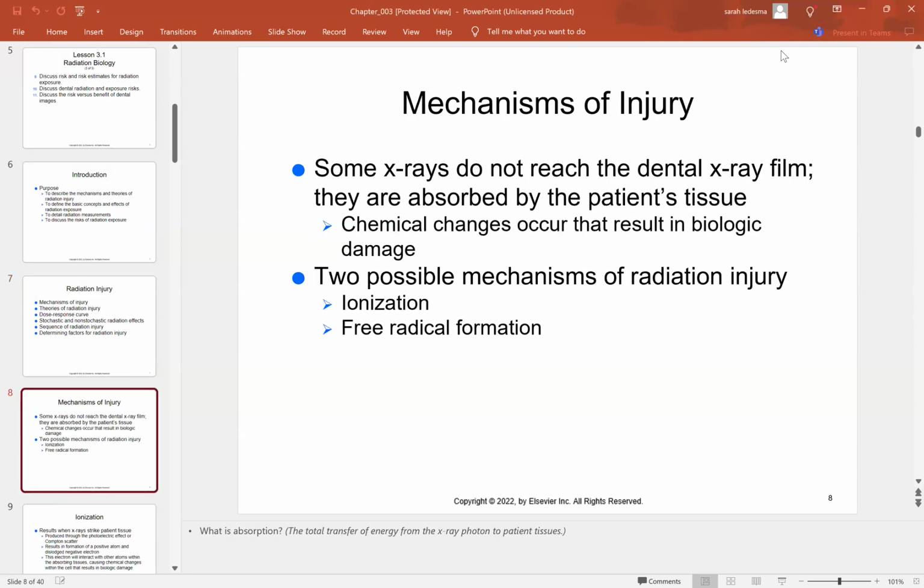Mechanisms of injury. Some X-rays do not reach the dental X-ray film. They are absorbed by the patient's tissue. Chemical changes occur that result in biologic damage. Two possible mechanisms of radiation injury include ionization and free radical formation.